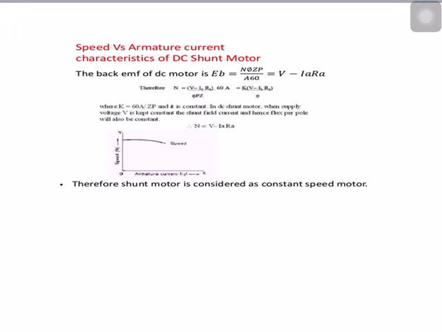Generally the speed decreases only by 5 to 15% of full load speed. Therefore, a shunt motor can be assumed to be a constant speed motor. In the speed versus armature current characteristics, a straight horizontal line represents the ideal characteristic, which is not shown here, and the actual characteristic is slightly drooping. So this is the actual characteristic, speed versus armature current.